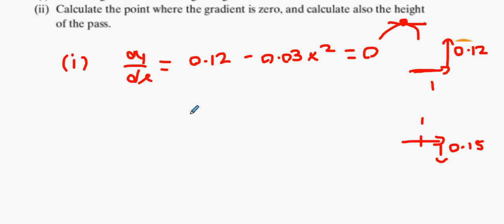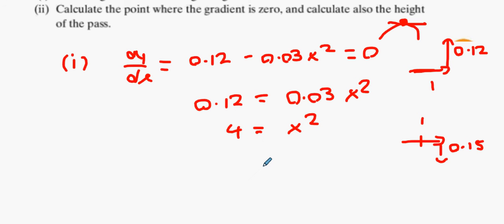So what I'm going to get is 0.12 equals 0.03x squared, divided by 0.03. You're going to get 4. 4 equals x squared. X equals plus or minus 2. Why is that not allowed to be minus 2?